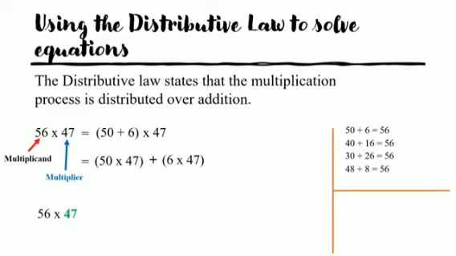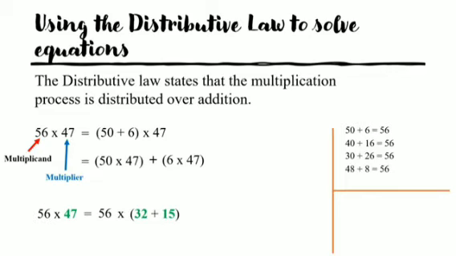Looking at the same example, 56 times 47. The distributive law can also be demonstrated by putting the 47 as a sum of two sets of numbers. This could have been written as 56 multiplied by 32 plus 15, because 32 plus 15 will give me the 47.